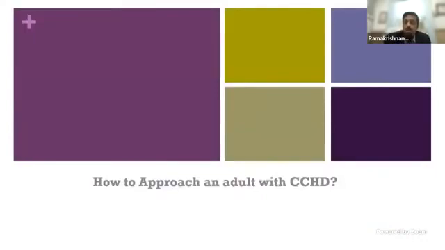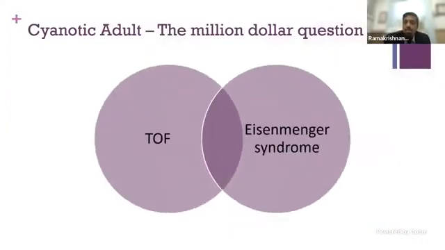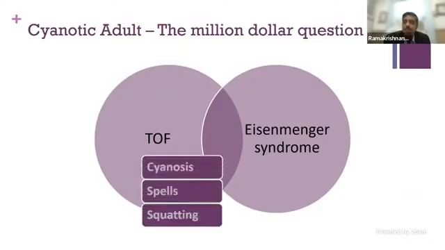So how do you approach a CCHD? Very simple. Most commonly, the question that comes up in your mind is always going to be TOF or Eisenmenger syndrome. So you decide about the progression of the disease, the cyanosis, how it is progressing, how much cyanosis is there. History of spells and squatting all favor tetralogy. Rarely Epstein can happen in various forms, and you should always be wary of Epstein whenever you find an adult with cyanotic congenital heart disease.